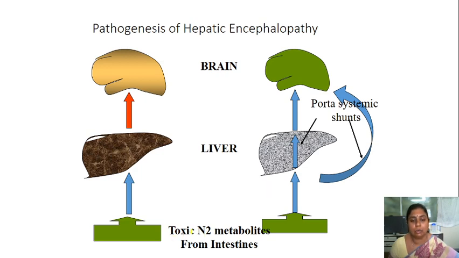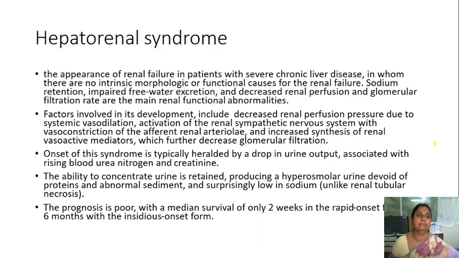So the toxins, the nitrogen metabolites, ammonia, come from where? From your amino acid metabolism. So this is detoxified and it doesn't go to the brain. Now, in cirrhosis of the liver, or in portosystemic shunts, or in your hepatic failure, what is happening? These metabolites reach the brain and this causes a change in the neurotransmission of the brain.